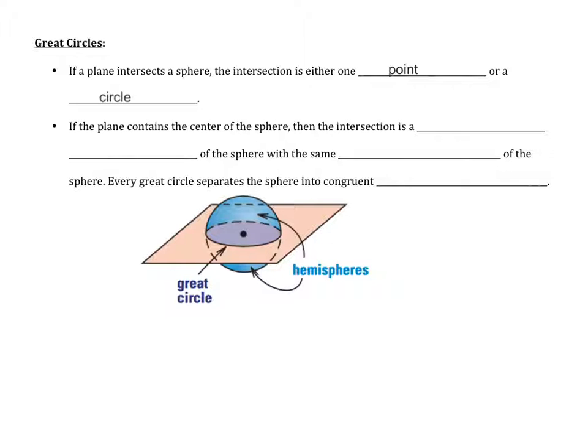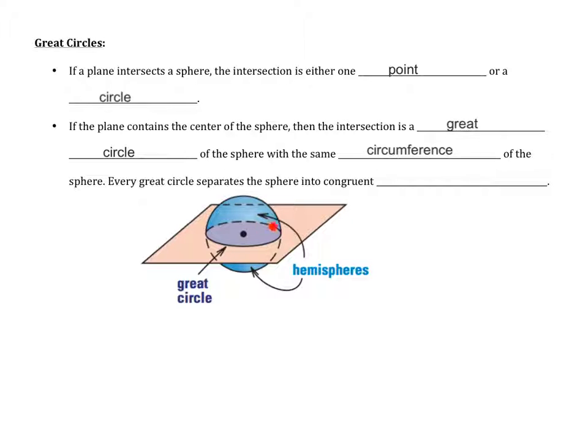Or if we're cutting through the sphere like it is here in this picture, notice that the intersection, the cross section, is a circle. If the plane contains the center of the sphere, so again, if you notice here that we have the circle and the center is on that intersection, then the intersection is a great circle of the sphere with the same circumference of the sphere. So what this is saying is whenever you take a flat surface and cut through the sphere like we did here, if that circle, that cross section, contains the center of the sphere, then that is considered a great circle of the sphere.